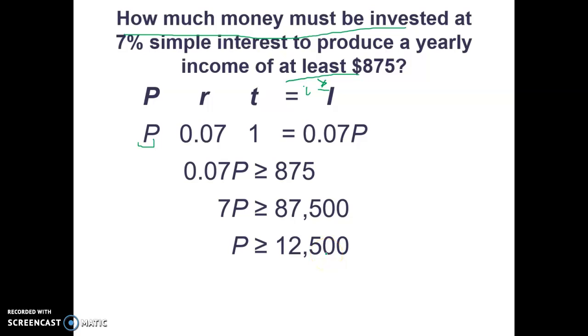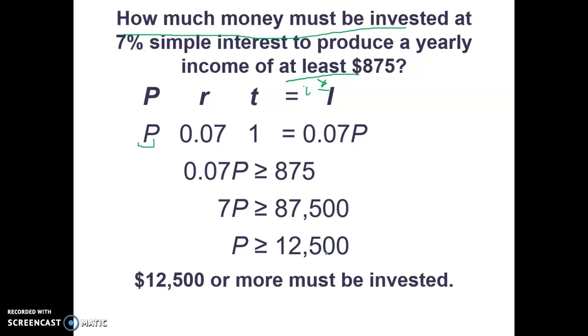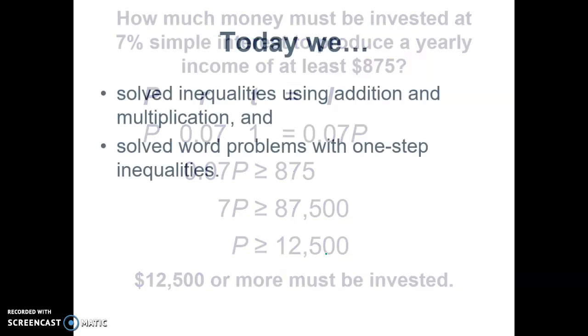So if you're wanting to draw $875 in interest from the bank each year at 7% interest, you need to invest at least that much money. $12,500 or more must be invested. If you are an investment banker or a wealth portfolio manager, this is the kind of problem that you would be answering for your clients when they're trying to find out how much money they need to invest.